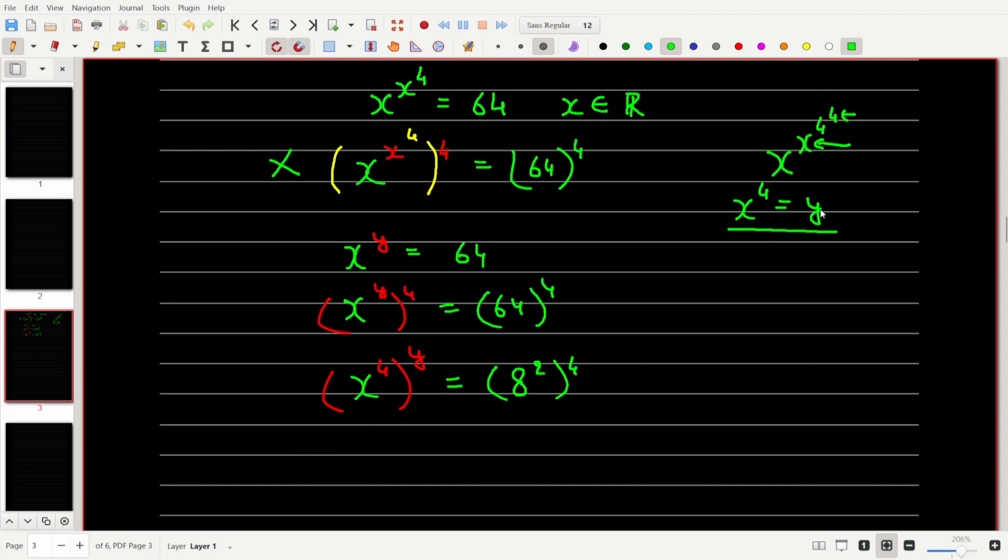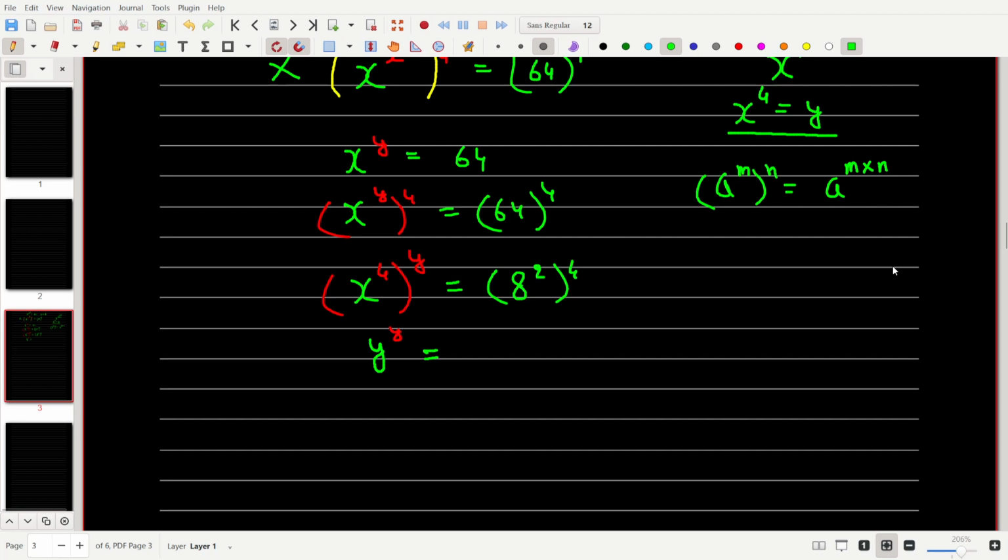Now x to the power of 4 is y. So I can replace this with a y. So I get y to the power of y is equal to, now 8 squared power 4. This is of the form a power m power n, and this is equal to a power m into n. So I can write this as 8 to the power of 8. So on the left hand side I have y to the power of y. On the right hand side I have 8 to the power of 8, which means y is equal to 8. I'm only dealing with real numbers here, so this will suffice.